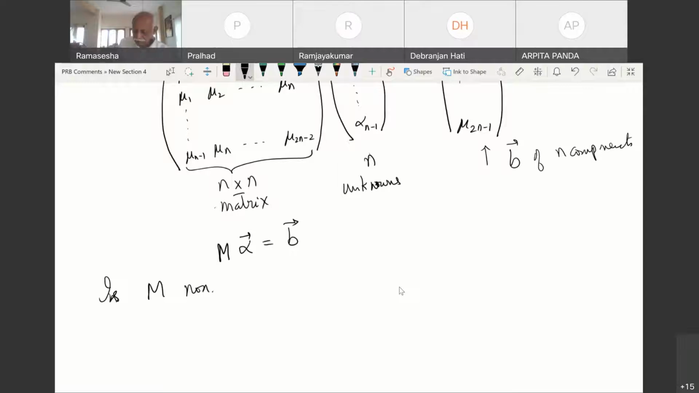Then is M non-singular? Because w(x) is not identically equal to 0. Because you have both the even powers, odd powers, and all that, and w(x) is always greater than 0. So even if you have something between minus infinity and infinity, it does not go to 0. Because the even powers of x will contribute. So now you see that M should be non-singular, otherwise you cannot find a solution for this. Now, is M non-singular?